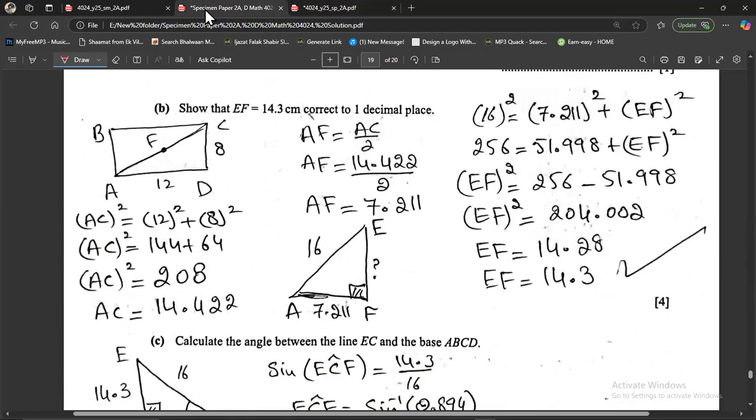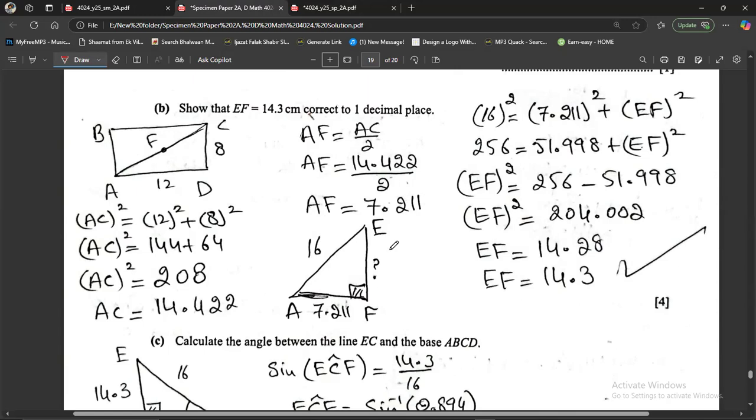So first of all, I will take the triangle ADC. This side is 12, this side is 8. I want to find out AC. So AC squared will be equal to 12 squared plus 8 squared. I'm applying Pythagoras, it's a right angle triangle. That's 144 plus 64, so AC squared will be equal to 208. Take the square root on both sides, so AC will be equal to 14.422. Now AF will be half of AC, so AF will be 14.422 divided by 2, that's 7.211.